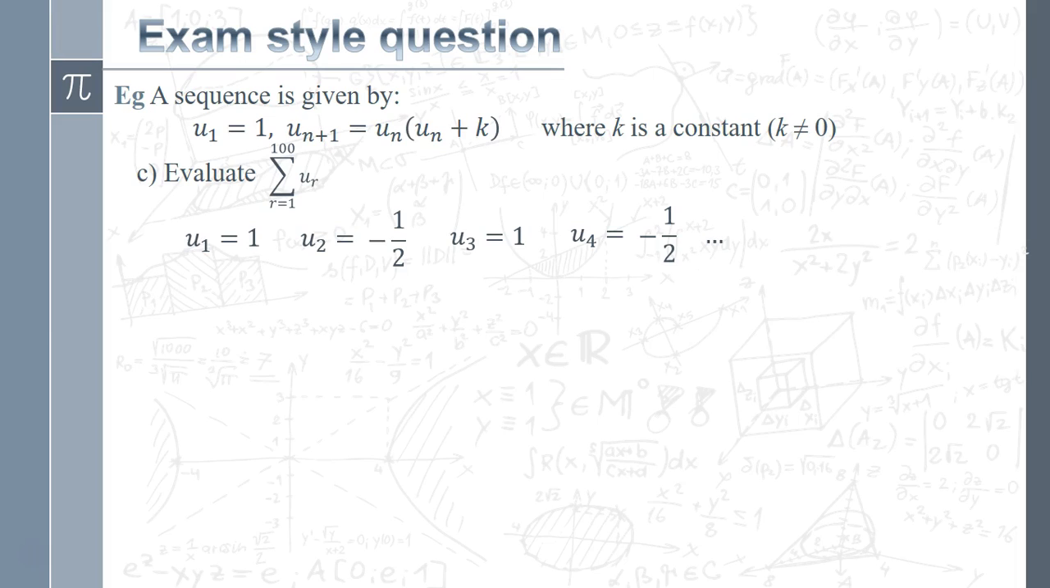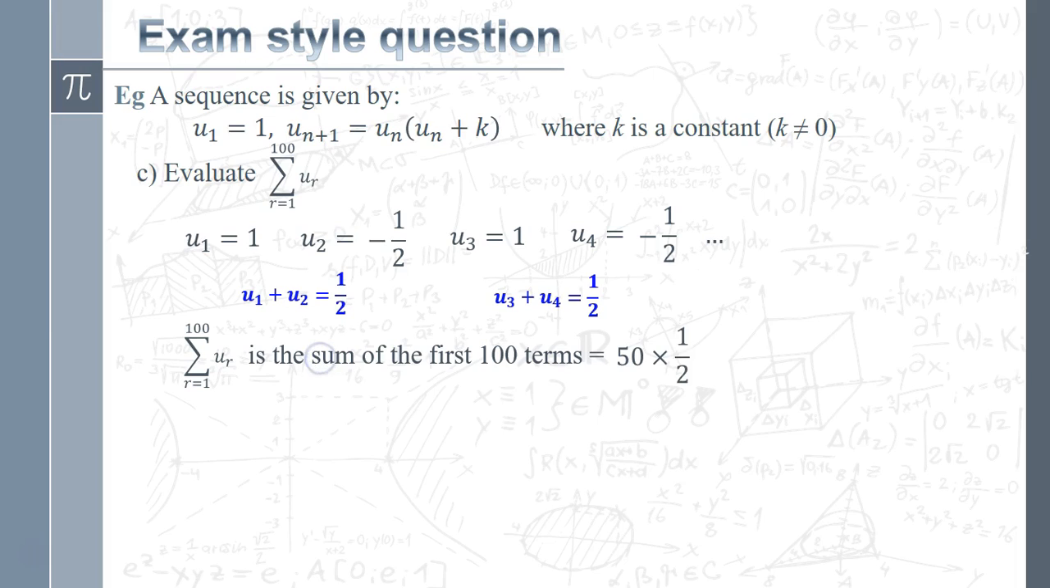And there's our shortcut, because now we can see if we take those two and add them together, we get a half. We take those two, add them together, we get a half. So all I need to do, rather than adding up 100 separate terms, is just say, well, all I've got there now is 50 lots of a half, because I'm going to have 50 pairs of numbers that add to a half. So the sum of the first 100 terms in that sequence is going to be 25. And there we go.